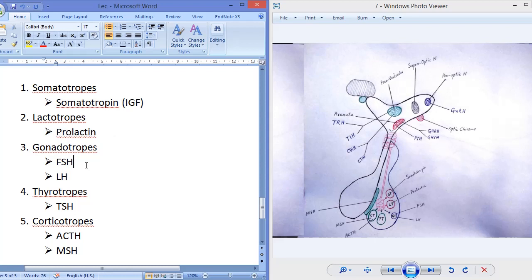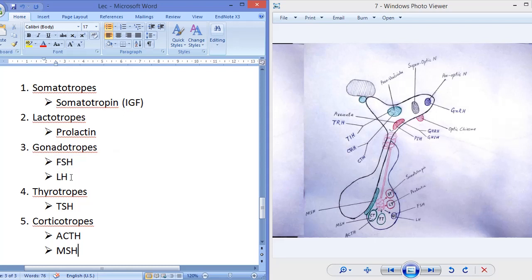Now coming toward the follicle stimulating hormone. The follicle stimulating hormone is responsible for the development of follicles inside the ovaries. This is also responsible for the secretion of estrogen from the ovaries, and the follicle stimulating hormone is also responsible for the synthesis and secretion of sperms inside the testes.